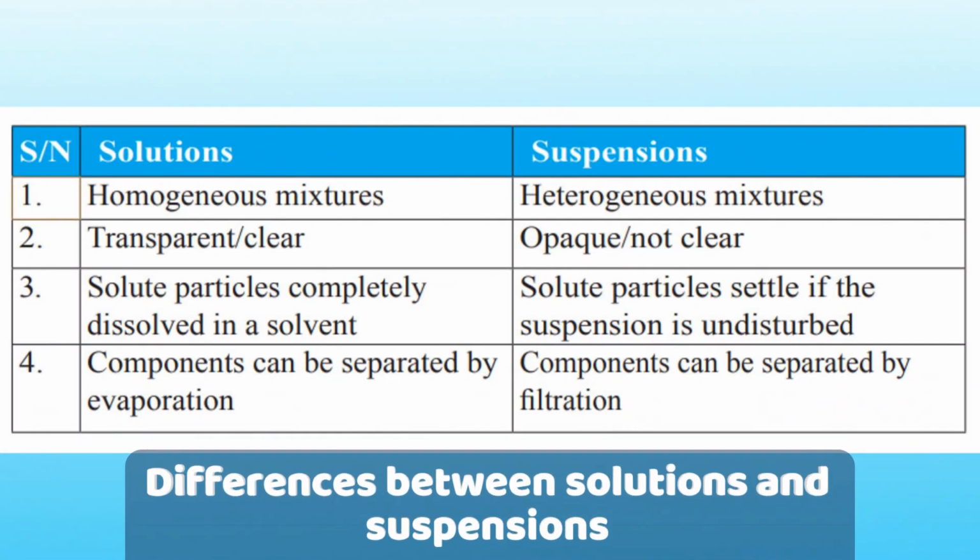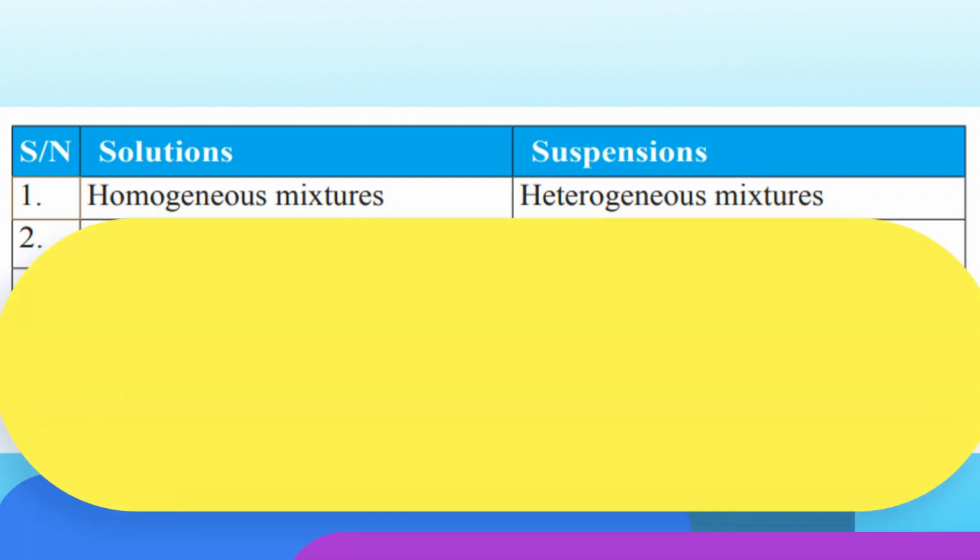Let's now see the differences between solutions and suspensions. Solutions are homogeneous mixtures, while suspensions are heterogeneous. Solutions are usually clear, while suspensions are not clear. Also, in solutions, solute particles are completely dissolved in a solvent, while in suspensions, solute particles settle at the bottom. And the components of a solution can be separated by evaporation, while a suspension needs filtration.